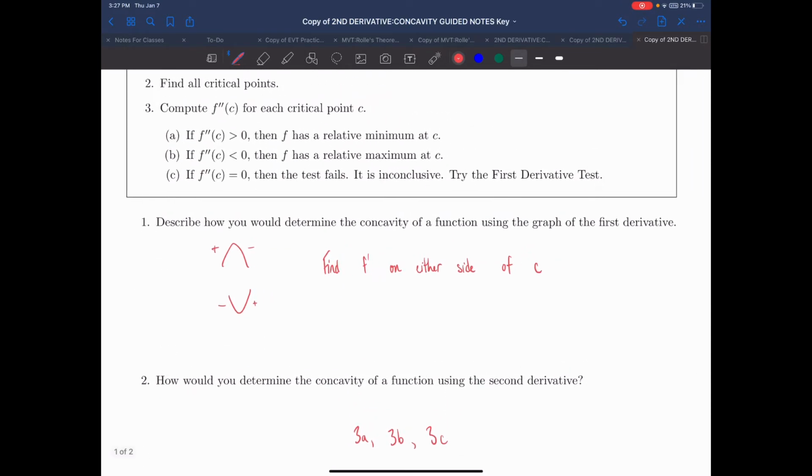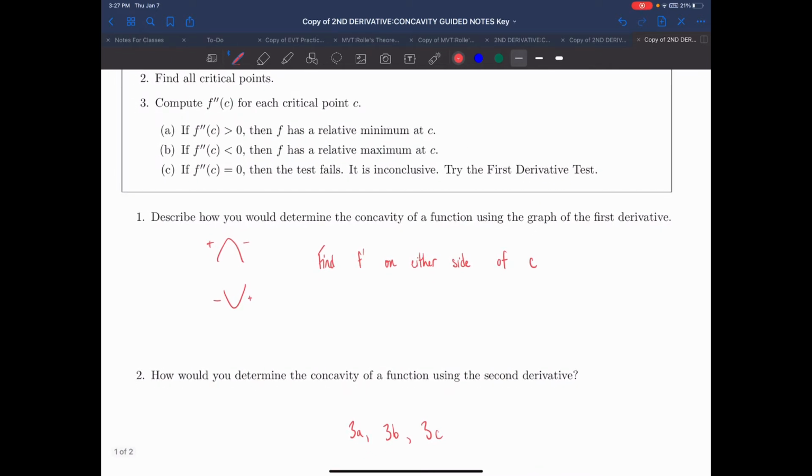So I'm just restating this. It says, how would you determine the concavity of a function using the second derivative? And this involves parts a, b, and c here. So that is how you determine concavity. Second derivatives are usually easier to work with, so this sometimes is easier for concavity. But if you are sketching a function, you'd have to find f double prime anyway, so it's a good time to find concavity that way.